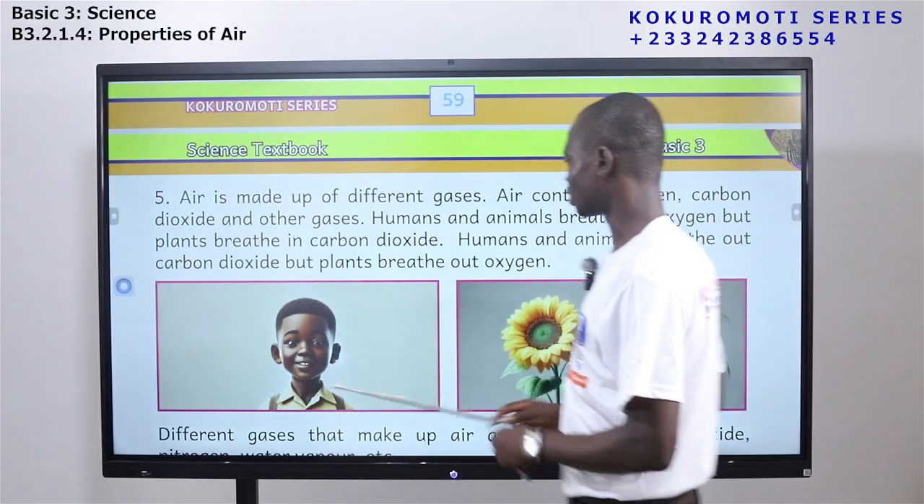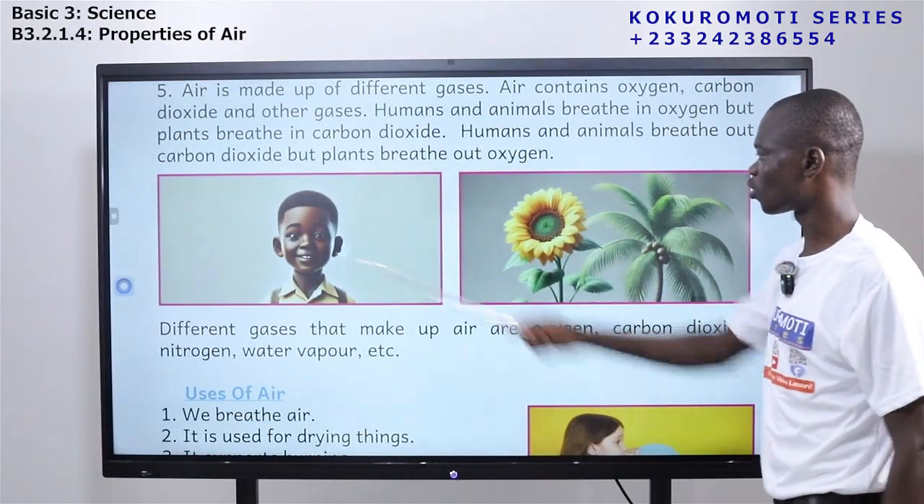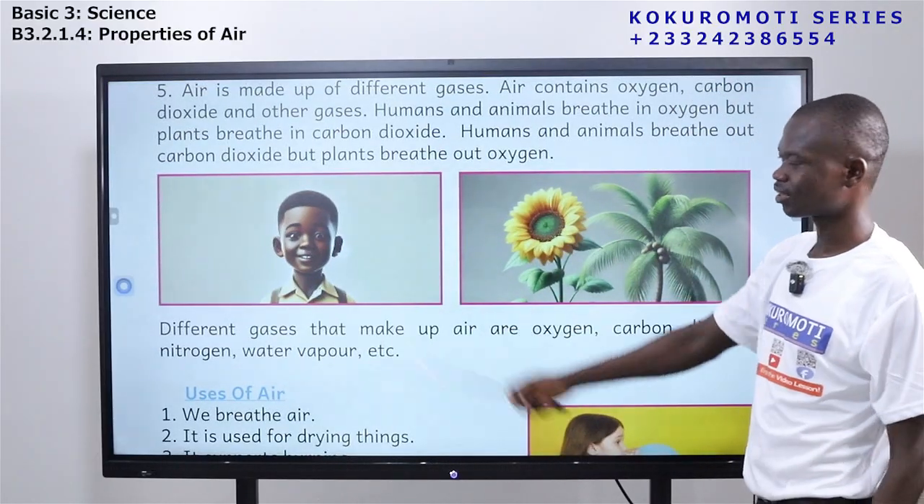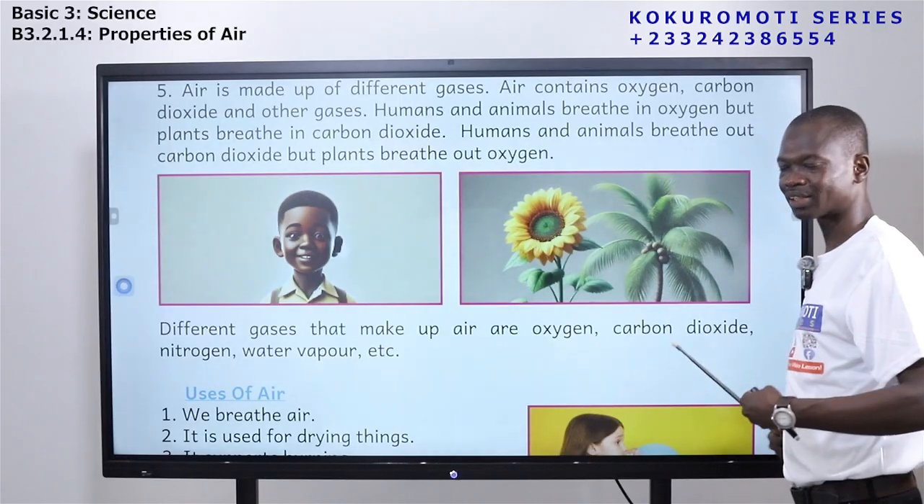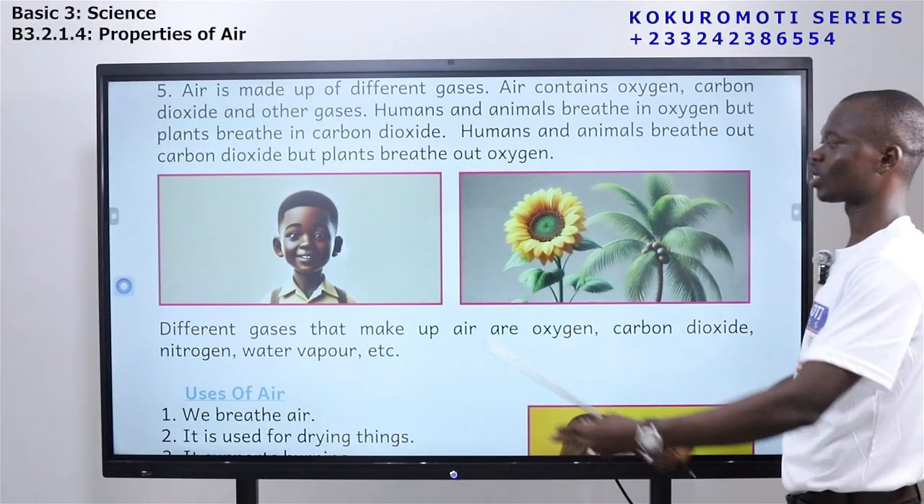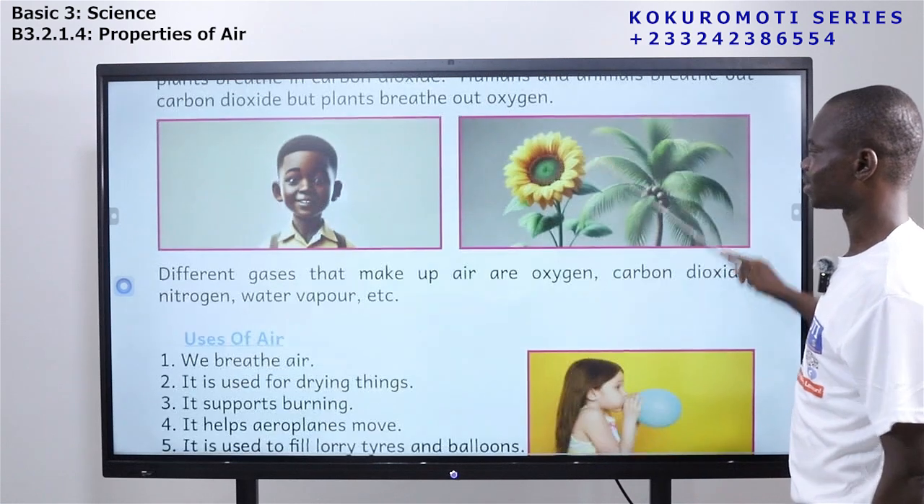By plants. Okay, so if you look at this picture, this is a boy. He breathes in oxygen and breathes out what? Carbon dioxide. This is a plant. The plant takes in what? Carbon dioxide and gives us what? Oxygen. So that is that.